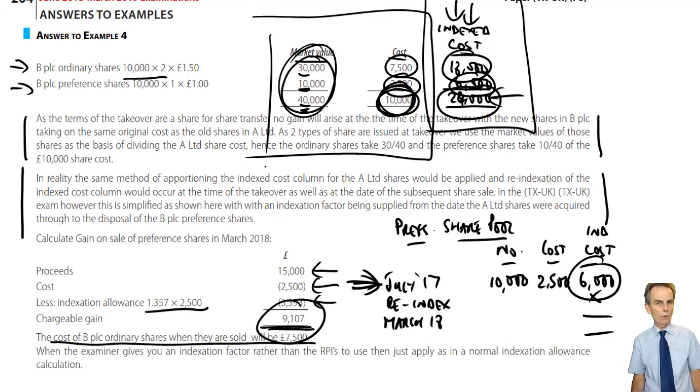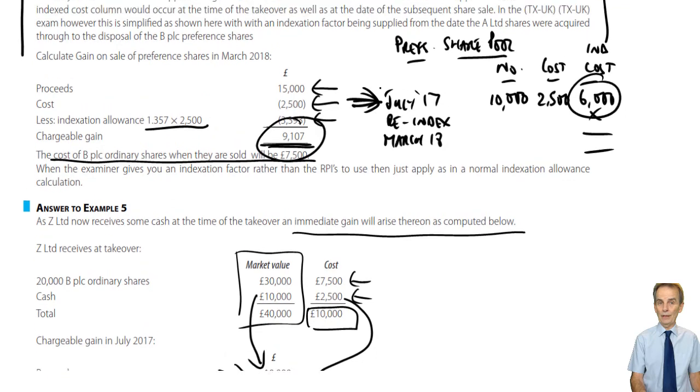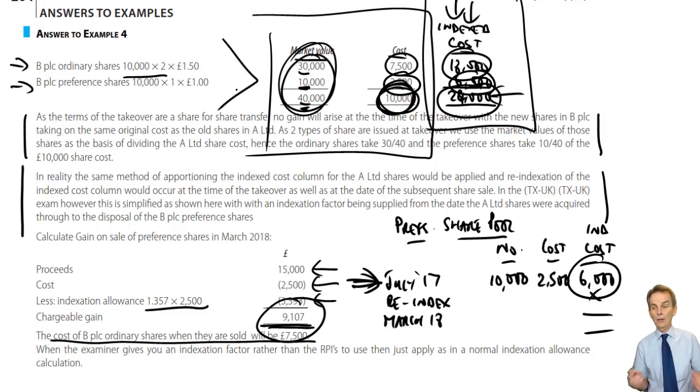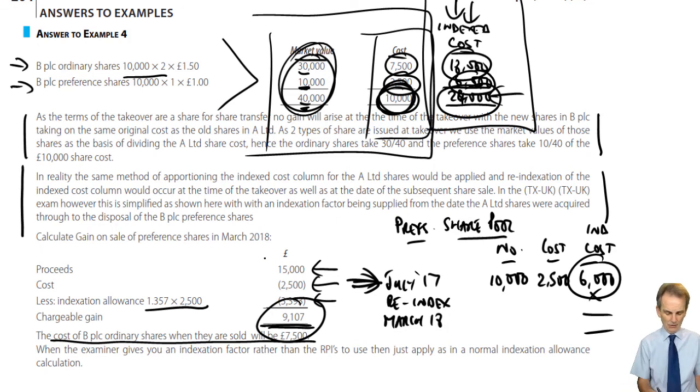List out the market values of what you received and split your original cost between those shareholdings, or as in example 5, shareholding and cash, split according to the then market values. If, as here, of course, it was then just share for share, there was no immediate gain that arose, and therefore we're calculating original cost figures. Once you have them, then you move forward to the disposal. All right, so we sold these preference shares for, what was it, £15,000. What now is the cost? Go to your working, the cost was £2,500, do your indexation.